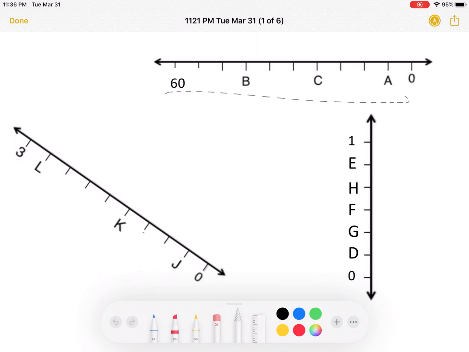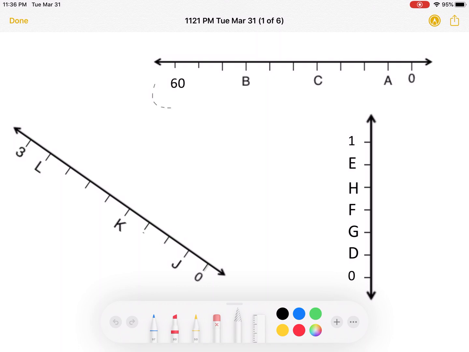Okay, so here we have a number line. It looks like this number line goes from 0 to 60. Now, what are the values of the individual tick marks between the number line? If the lowest value here is 0, the highest value on this number line is 60, how many spaces or tick marks do we have in between? So let's count. 1, 2, 3, 4, 5, 6, 7, 8, 9, 10.